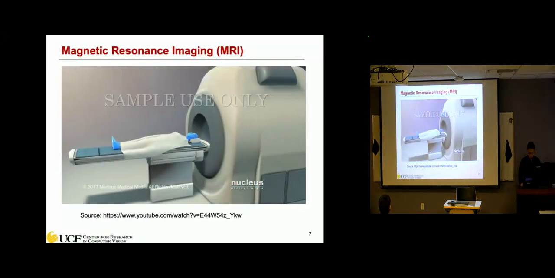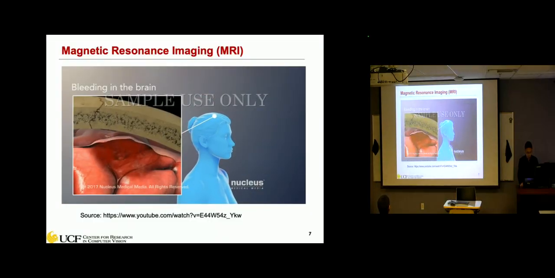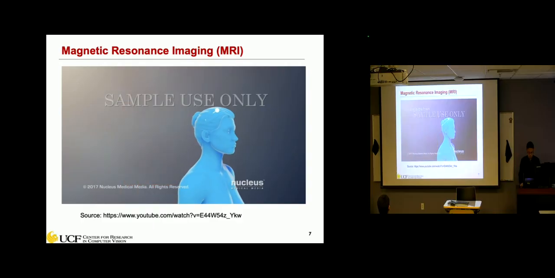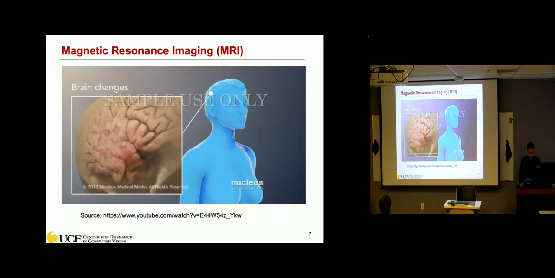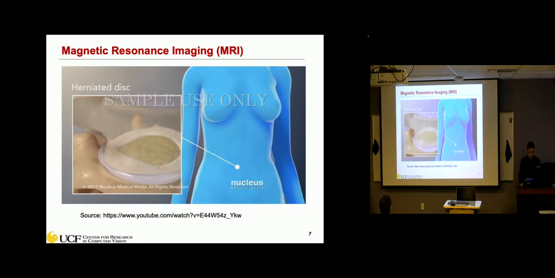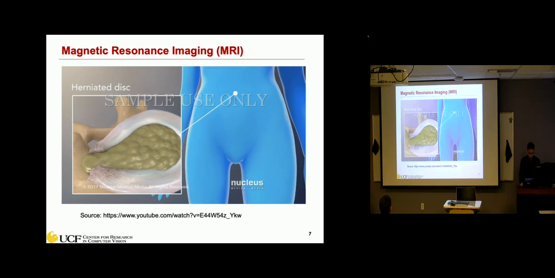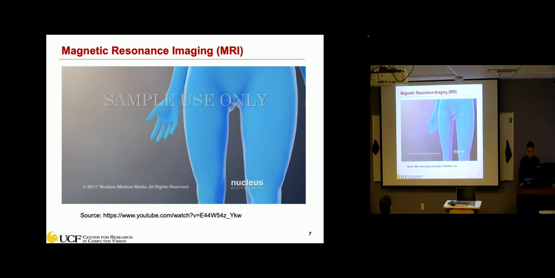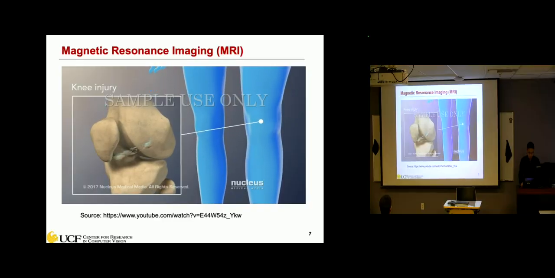There are many reasons to have MRI. MRI may find bleeding, such as bleeding in the brain. Brain changes, as in stroke. Problems with your back, such as a herniated disc. And an injury inside the body, such as a torn anterior cruciate ligament.